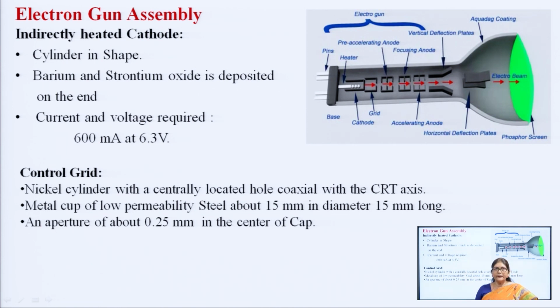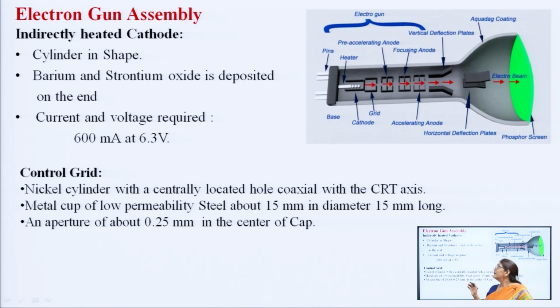Similarly, the control grid is coaxial with the CRT screen and with the cathode, and it is a nickel cylinder. The length and diameter of this nickel cylinder are 15 mm by 15 mm, and it has an aperture of 0.25 mm at the center. The control grid's basic function is to define the number of electrons that are going to strike the screen.